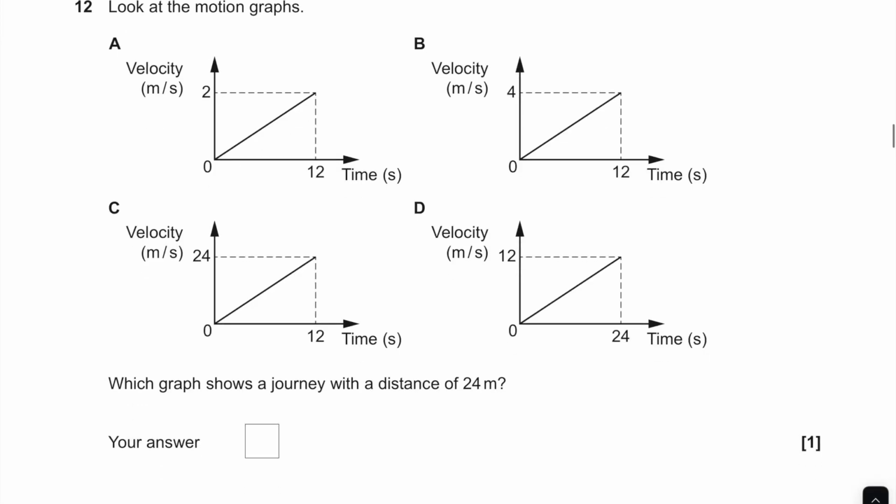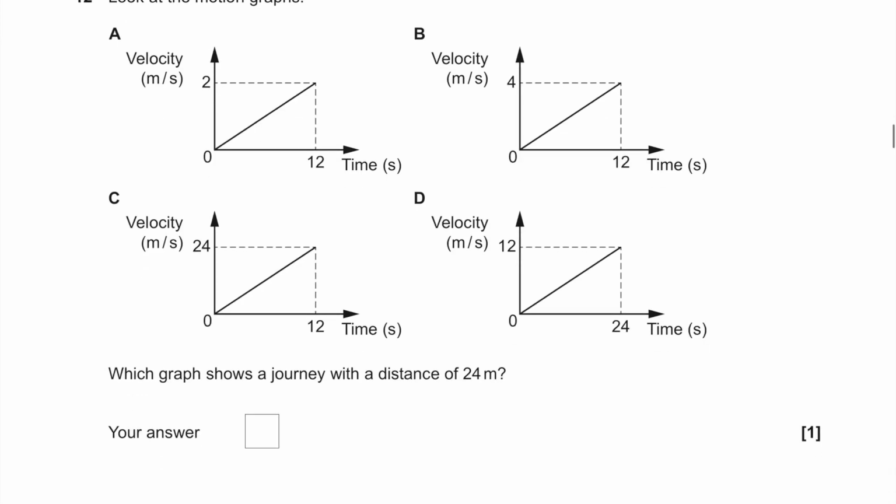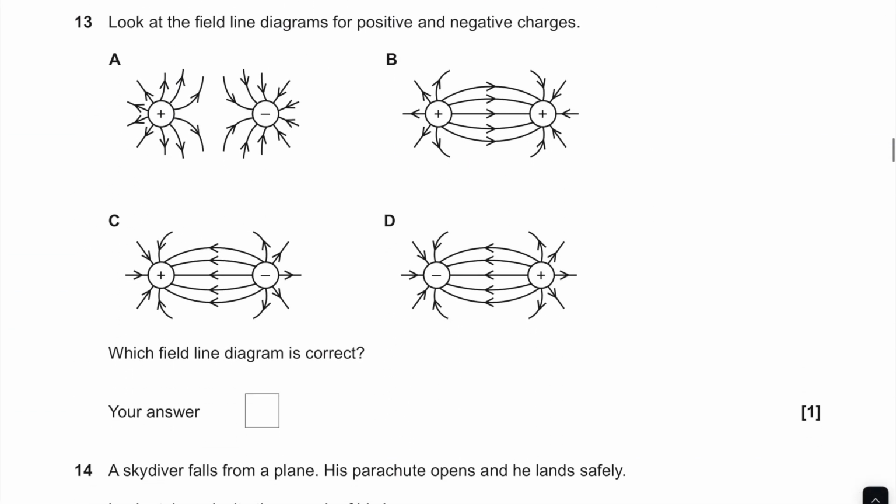Question number 12. We have been given 4 velocity time graphs, and which graph shows a journey with a distance of 24 meters? Distance is the area under a velocity time graph. In case of A, you're going to have 2 times 12, which is 24 divided by 2, so that's definitely not the answer. But B, which is 48 divided by 2, and that is 24, so B is the right graph here.